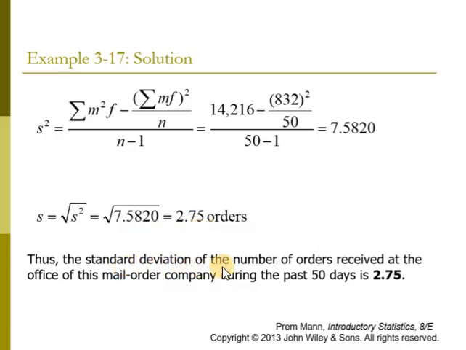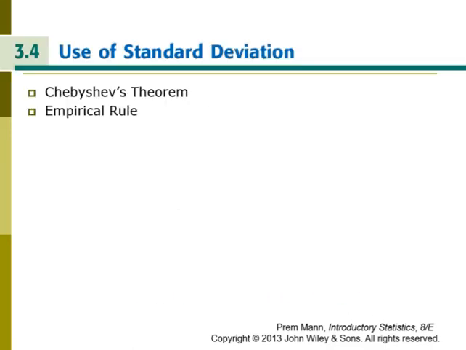So the standard deviation of the number of orders received at the office of this mail order company during the past 50 days is 2.75. By using the mean and standard deviation, we can find the proportion or percentage of the total observations that fall within a given interval about the mean. This section briefly discusses Chebyshev theorem and the empirical rule, both of which demonstrate this use of the standard deviation from the mean.